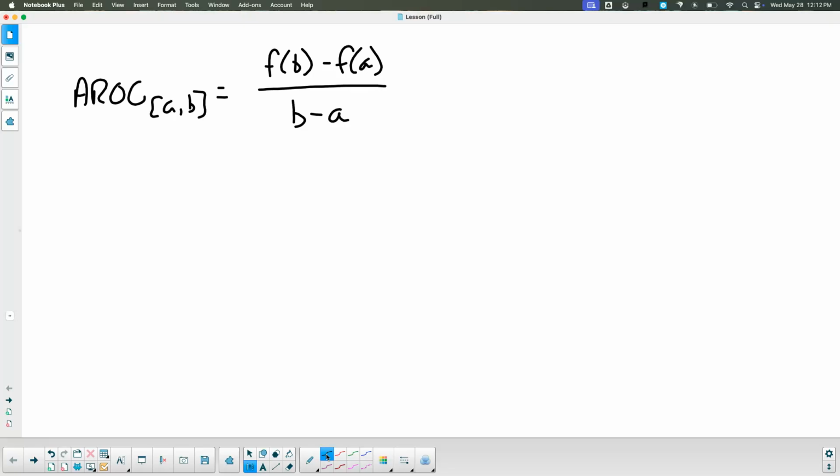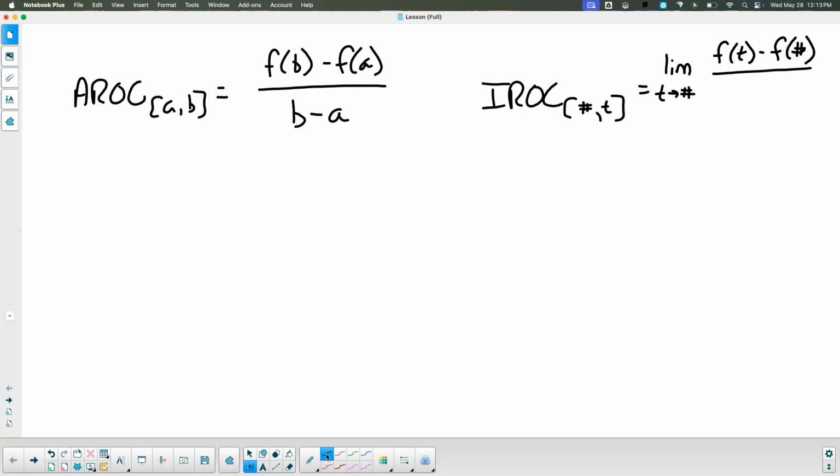And then we went on and we talked about IRoCs. We said, well, that's our average rate of change. For our instantaneous rate of change, we went from a number to t, and we said that was the limit as t approached the number of f of t minus f of the number all over t minus that number.